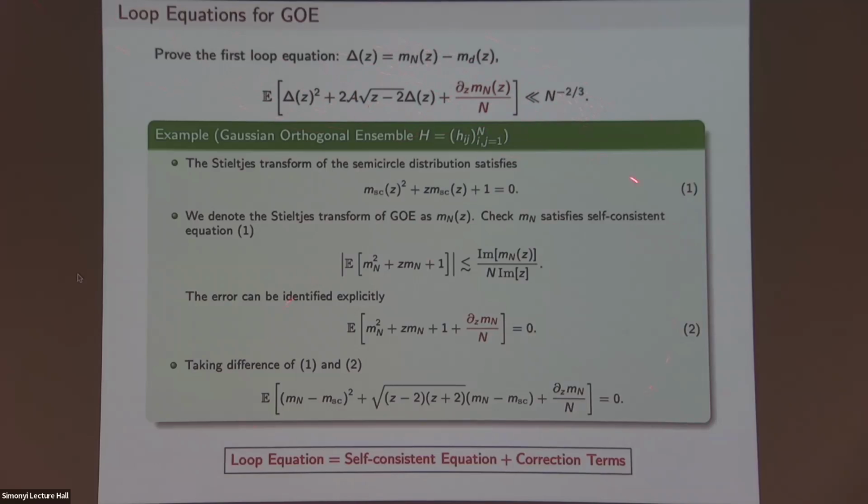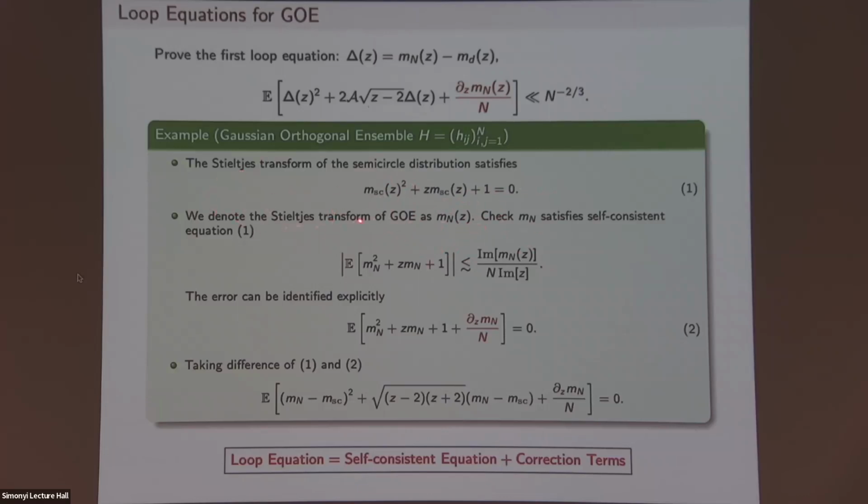So I will start with the Gaussian orthogonal ensemble. For the Gaussian orthogonal ensemble, the empirical eigenvalue distribution converges to the semicircle distribution. If you compute the Stieltjes transform of the semicircle distribution, m semicircle, it actually satisfies this very nice algebraic equation: m squared plus zm plus 1 equals 0. It's a fact that a lot of the distributions which show up in random matrix theory all satisfy some algebraic equation.